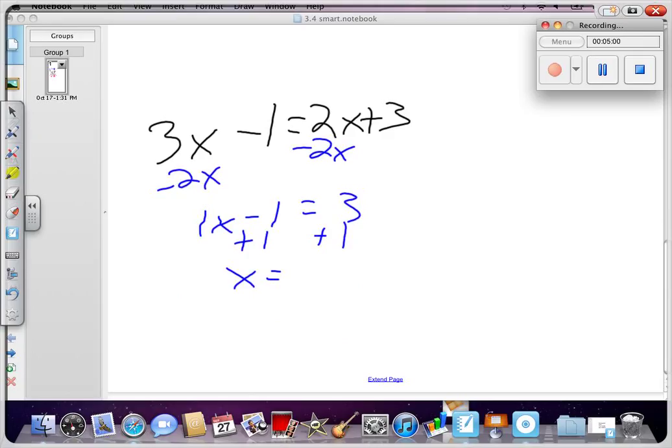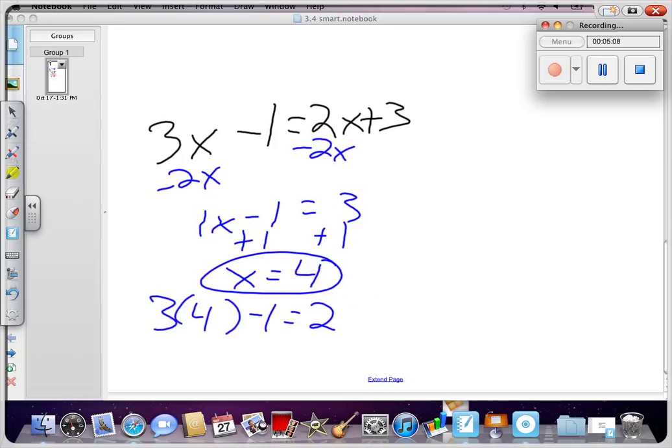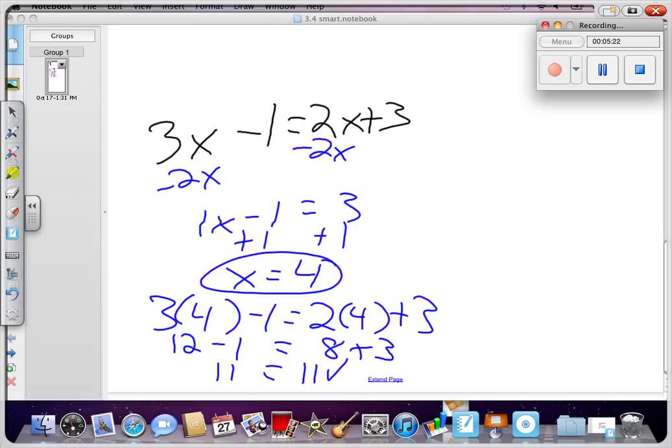3 plus 1 gives us 4. At this point, you plug it in. 3 times 4 minus 1 equals 2 times 4 plus 3. 3 times 4 is 12 minus 1. 2 times 4 is 8 plus 3. 12 minus 1 is 11. 8 plus 3 is 11. Check. When I ask you to try a problem, I do expect you to try it.